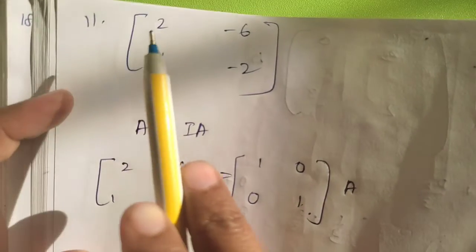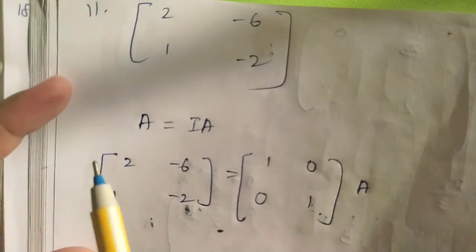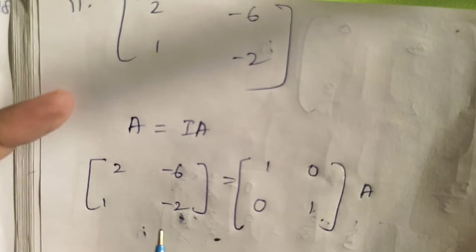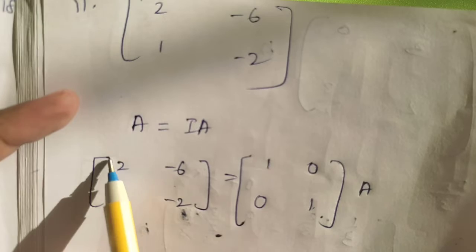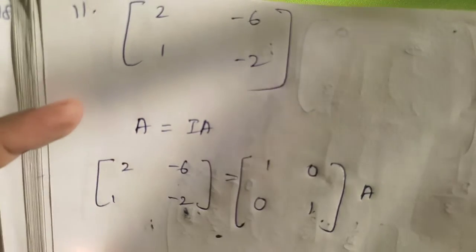The next problem: the matrix 2, minus 6, 1, 2. We are going to find the inverse of this matrix. A is equal to IA. So first, we should make this element 1. Here the second row contains the first element as 1.